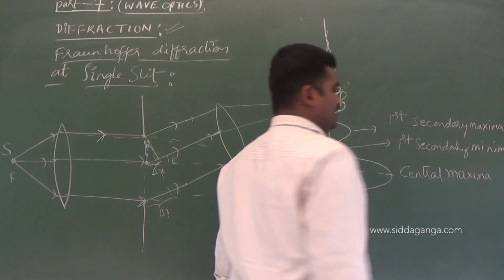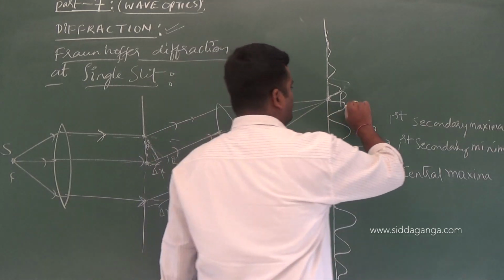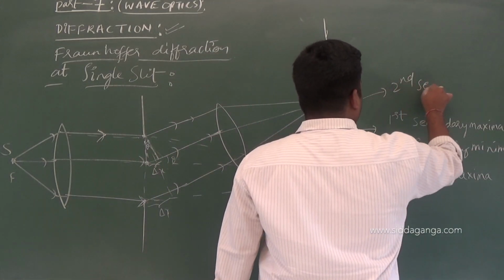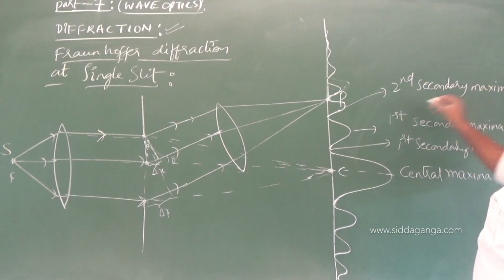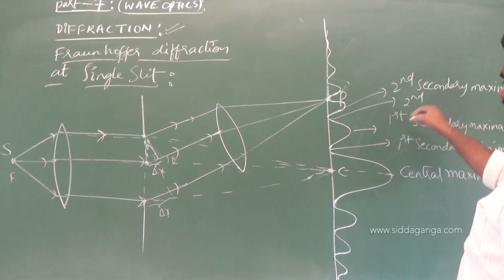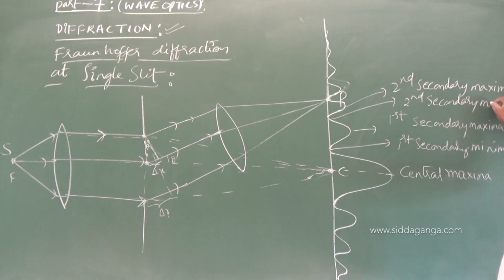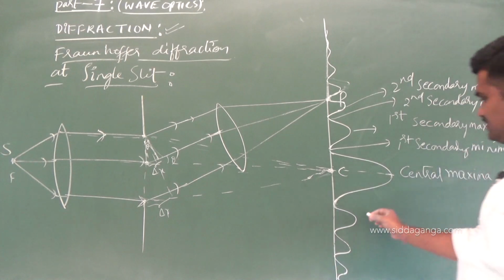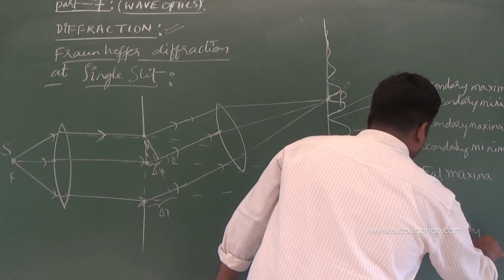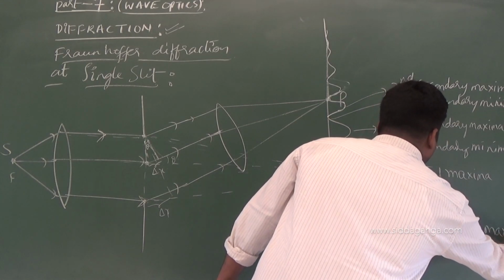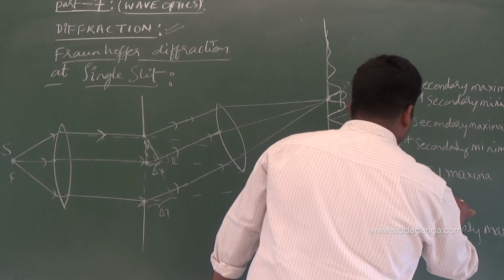On either side of the central maxima, you are going to have consecutive secondary maximas and secondary minimas. This is a secondary maxima. Keep this point in mind. And this is the first secondary minima. Like this, on the other side also, this is the first secondary maxima and this is the first secondary minima.